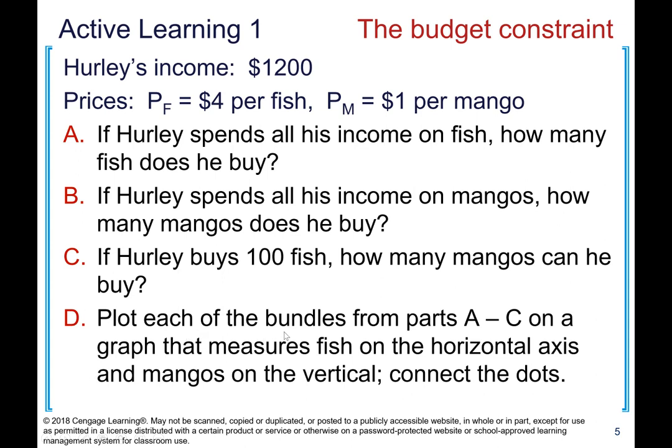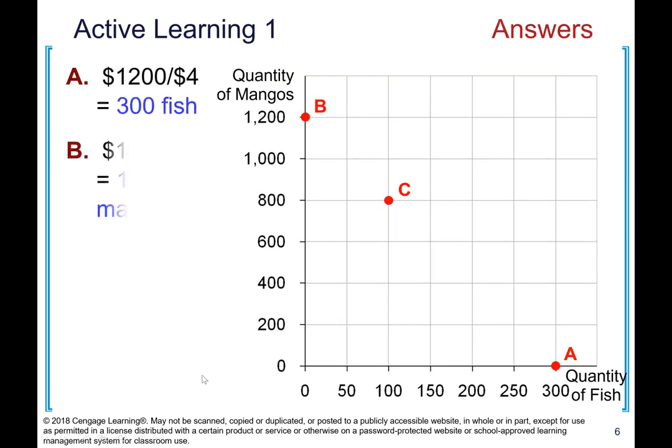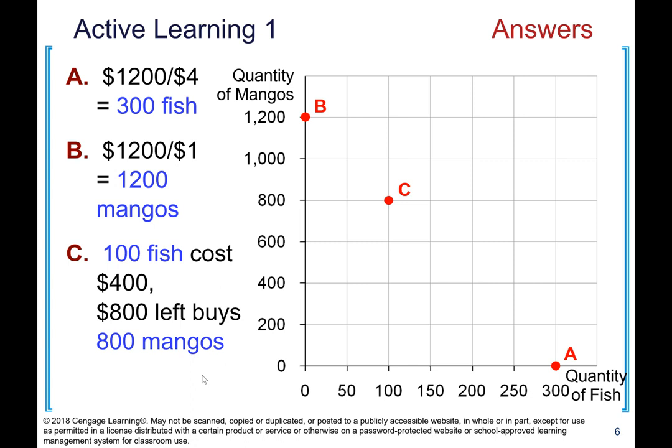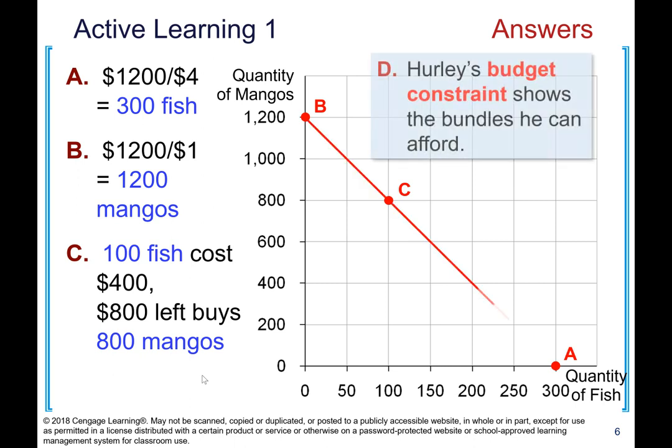Number D, plot each of the bundles from parts A to C on a graph that measures fish on the horizontal axis and mangoes on the vertical axis. Connect the dots, and this is what we do. Number A, with the $1,200, you can buy 300 fish. Number B, you can buy 1,200 mangoes. Number C, 100 fish cost $400, and $800 is left to buy 800 mangoes. When you connect the dots, you have a budget constraint. This is Harley's budget constraint that shows the bundles he can afford.